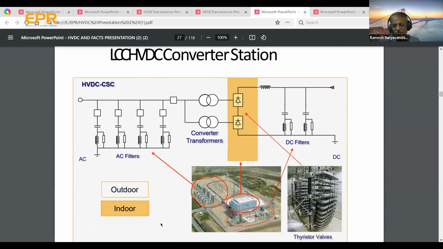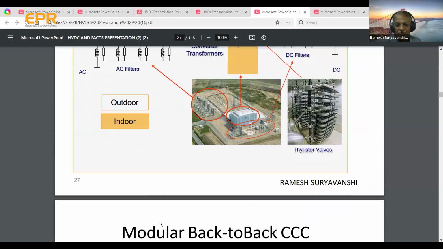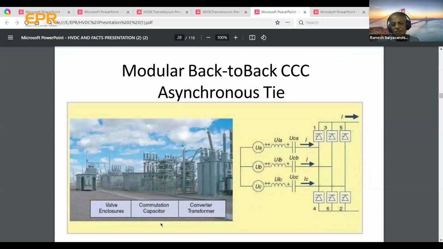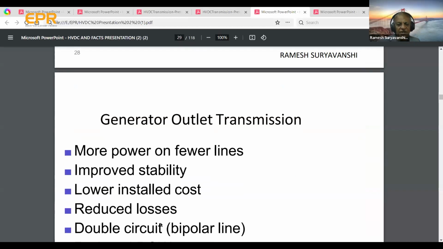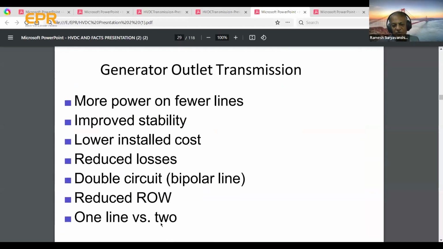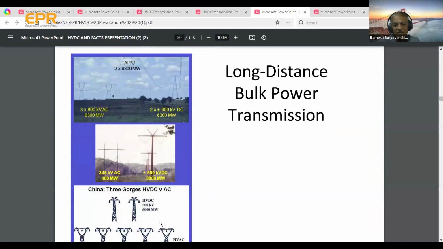This gives you a basic idea of the layout and all that. Now, modular back-to-back asynchronous, when you require AC 50 hertz and 60, you require this. It is called back-to-back. There is no DC transmission in that, but it is converted into 50 and 60 hertz. Generator outlet transmission, if you want to control, and all these things are given.